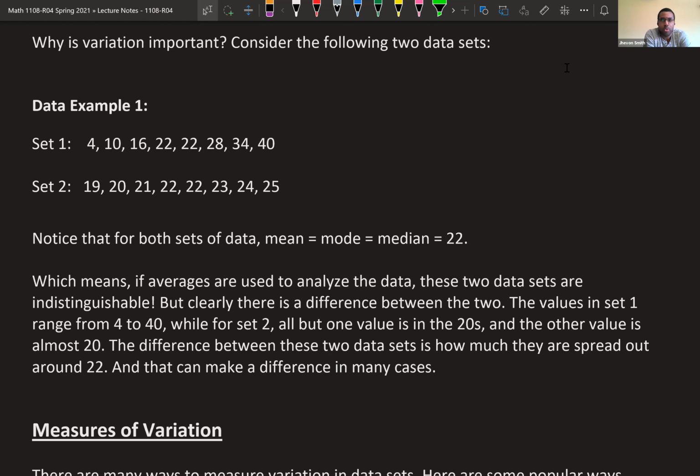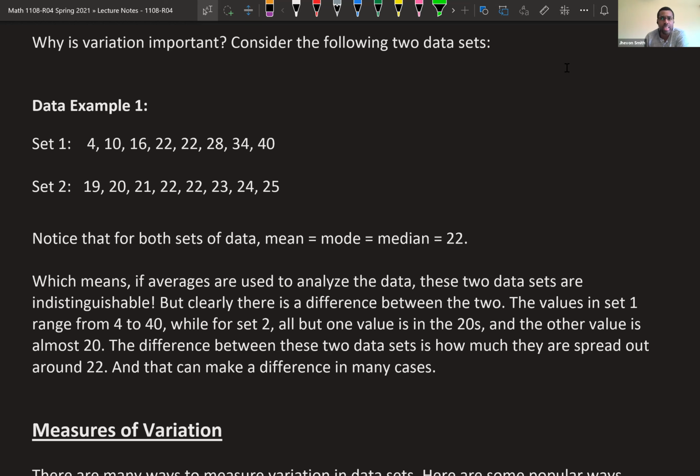One ranges from 4 to 40. That's a very wide gap. Whereas in the second data set, we're mostly in the 20s. There's one value that's outside of the 20s, and it's very close to being in the 20s. So one data set is a lot tighter than the other one. It's not as spread out around the average, right? So we'd want to be able to know when this happens, right? So that is where variation comes in. The difference in these two data sets does not come from averages, it comes from the spread.